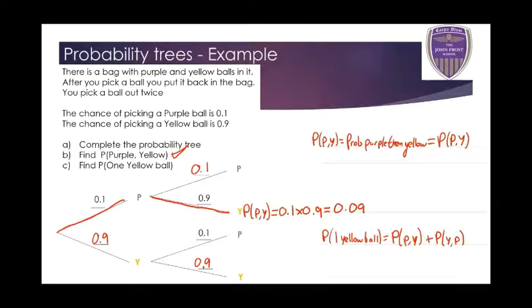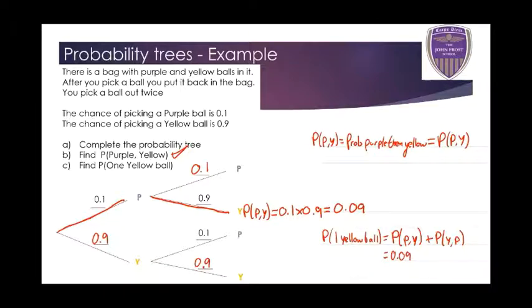So both of the outcomes, we only pick one yellow ball, okay? The other outcome, 2 yellows, doesn't count because that's 2 yellows. And the other option, 2 purples, doesn't count because there are no yellows. So to find the probability of one yellow ball, we need to add these 2 outcomes together. We found the probability of purple and yellow. That was 0.09.